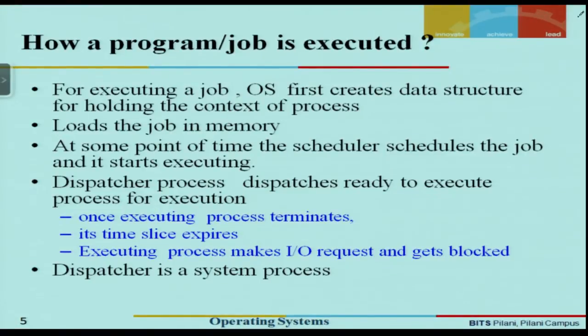In the second case, it may happen that the executing process is allocated a small chunk of time for its execution. So when the allocated time slice expires, a new job could be dispatched. Another case is that the executing process makes an IO request, and after making the IO request, this process gets blocked. This is again when the dispatcher gets invoked and dispatches a new process. We should note that the dispatcher is a system process which is a part of the operating system.